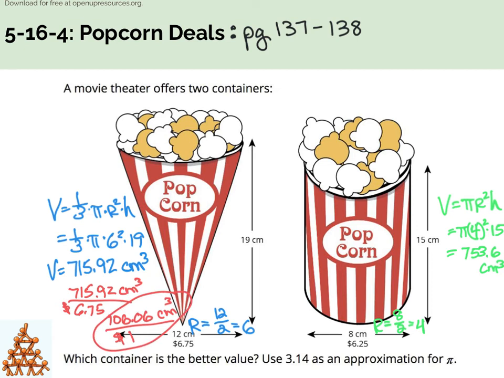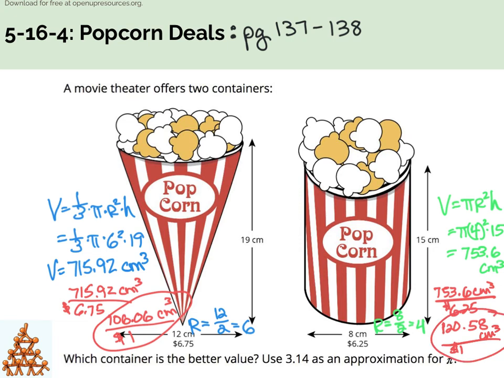Let's go ahead and do that with our cylinder. So our cylinder, we have it as 753.6 centimeters cubed. We're going to divide it by how much it is, which is 6.25. Divide that out, 753.6 divided by 6.25. And that's going to be 120.58 when we round it, and that is the centimeters cubed for $1. So that's for the cylinder.